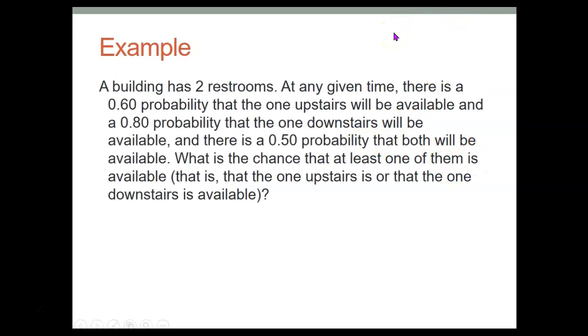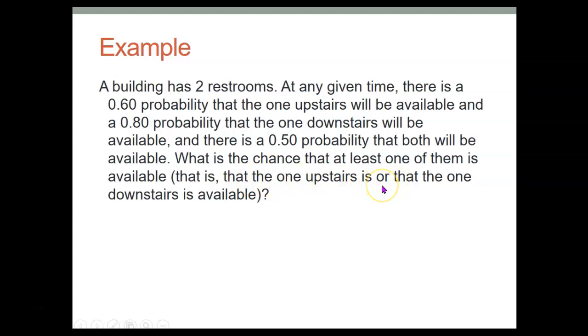For example, let's say a building has 2 restrooms. One's upstairs and one's downstairs. At any given time, there's a 0.60 probability that the one upstairs will be available, that there won't be somebody in it. And there's a 0.80 probability that the one downstairs will be available. And there's a 0.50 probability that both will be available, the one upstairs and the one downstairs. What is the chance that at least one of them is available? That is, what's the probability that the one upstairs is or that the one downstairs is available?